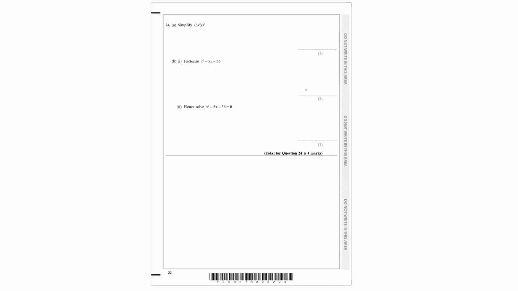Question 24. Simplify 3 times x squared times y to the power of 0. Any positive integer, no matter how big, to the power of 0 will always equal 1. Factorize x squared minus 5x minus 36. So to do this, we have to find the coefficient of x squared and multiply this with the constant. So we have 1 times negative 36, that gives us negative 36.